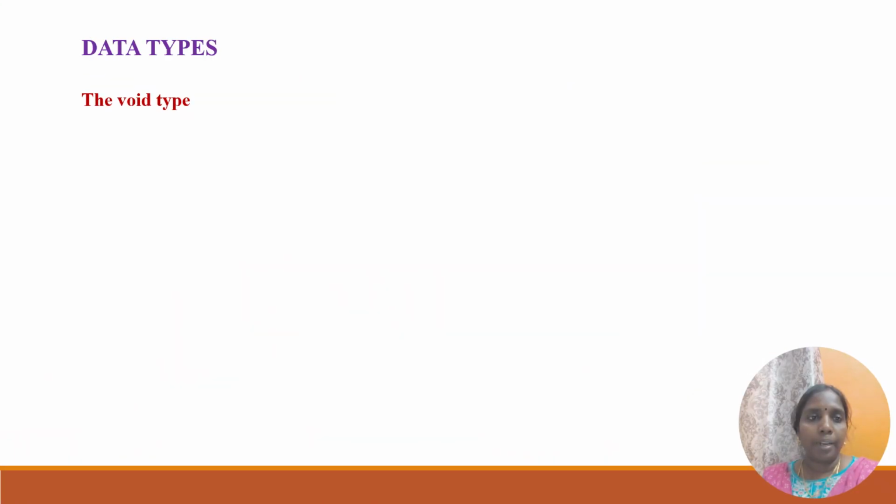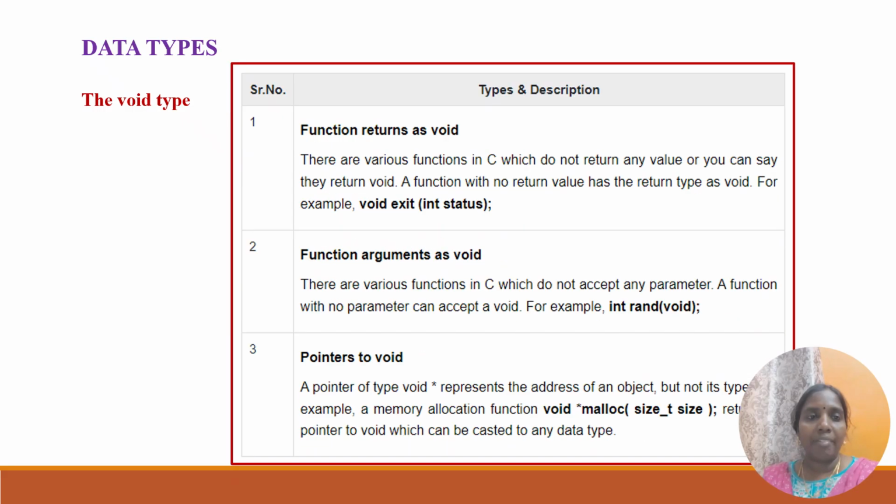The void data type. The void data type does not have any return type, so we can make use of functions as void. If a function has a return type of void, it means there are no return values. We can make use of void function arguments, and also void pointers, which we will see in future sections.